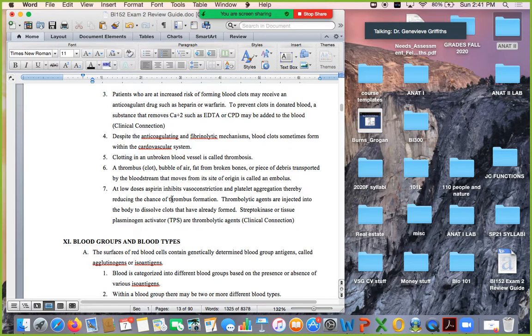Sometimes individuals that have clots that they already know about, right, they've already detected them, can have something that's called a thrombolytic agent injected, and that will help dissolve clots that have already been formed within the body. Some examples of this are streptokinase or TPA, tissue plasminogen activator.